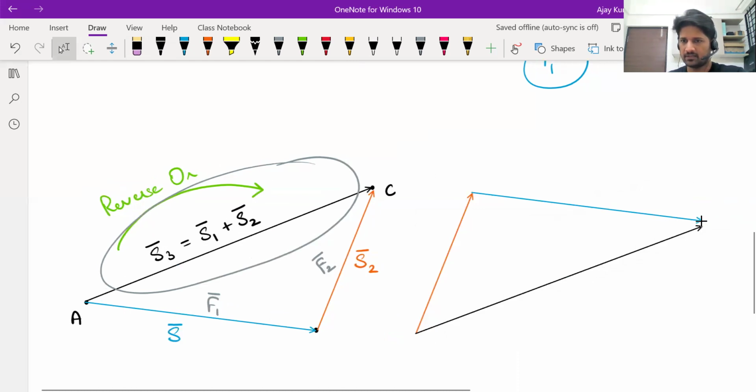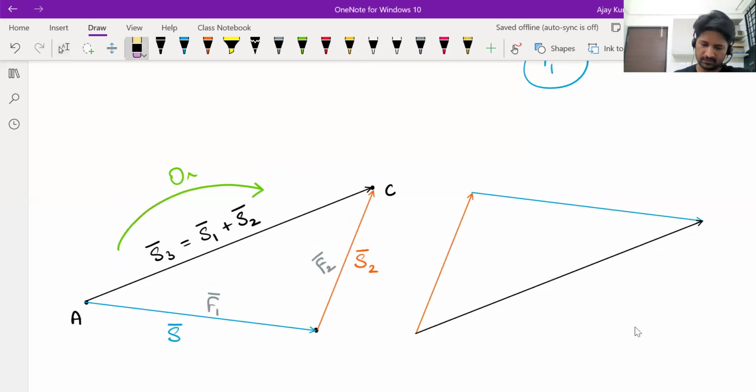So the black vector in both cases is the same. So it doesn't matter which vector you consider first or which vector you consider second. Take two vectors in order as two sides of a triangle. Then the third side in reverse order will be their resultant. It will always be like that. So this is called the triangle law of vector addition.